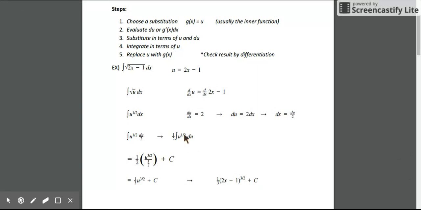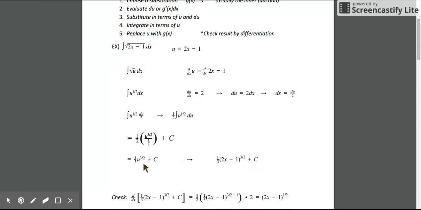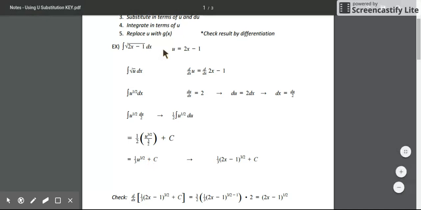If I add 1 to my exponent and divide by that new exponent, I get this quantity. Dividing by a fraction is the same as multiplying by its reciprocal. So if I take 1/2 and multiply by 2/3, I just get 1/3. And anytime we integrate, we always got to add that constant of integration. Don't forget about that step. So we have 1/3 times u to the 3/2 power plus our constant of integration. The last step we need to do is just replace what we substituted u in before with its original function. And so instead of u, I'm going to rewrite 2x minus 1, and we have our final indefinite integral.